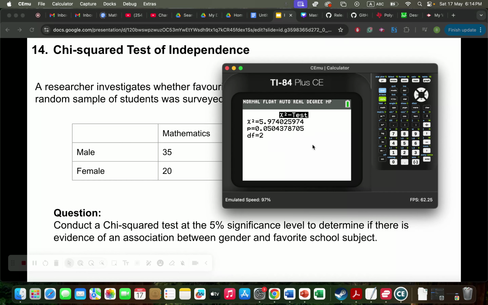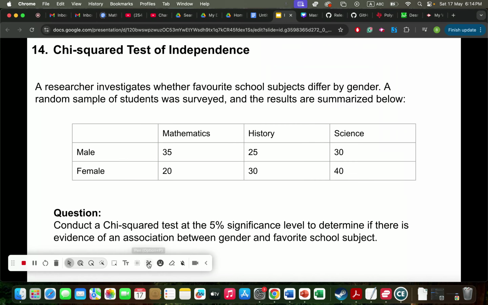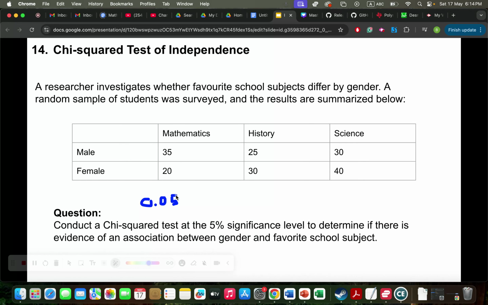So the p-value found was 0.0504, which is larger than 0.05. Let me just write this down again. I think I made a mistake somewhere earlier. It just dawned upon me that I may have said something that was wrong. 0.0504 is bigger than 0.05. So if the p-value is bigger, it means that we fail to reject the null hypothesis, which means that you're kind of accepting the null hypothesis in a way.